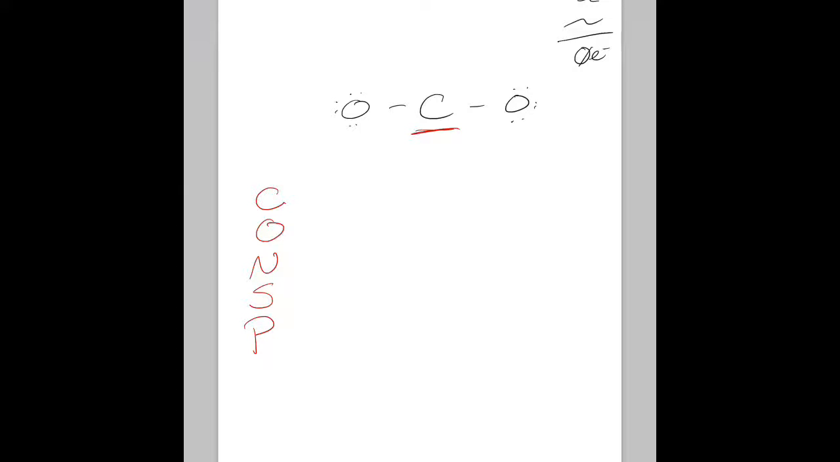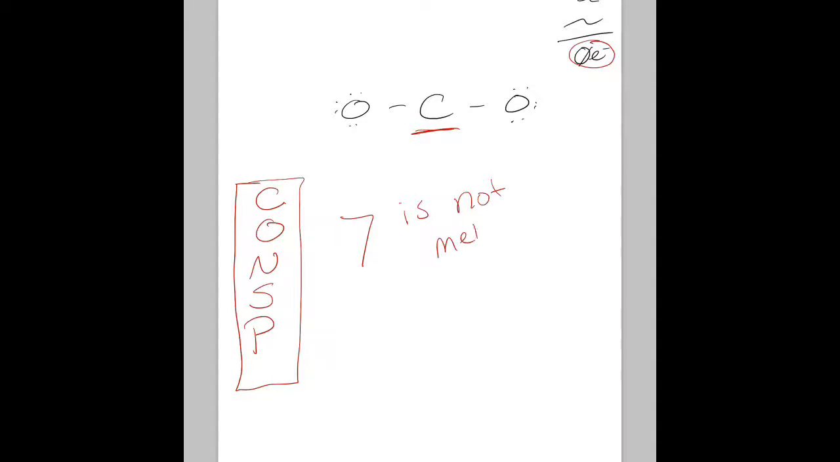Okay? If you have accounted for all of your electrons, your central atom is one of these elements, and it is not meeting the octet rule, you have to hit all 3 of those requirements before you are allowed to have a double or a triple bond. Okay? Again, you have to have accounted for all your electrons. Your central atom is one of these elements, and it is not meeting the octet rule.